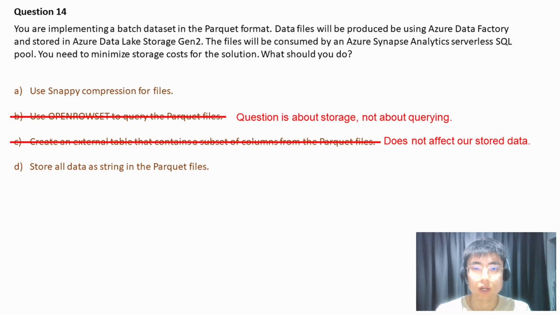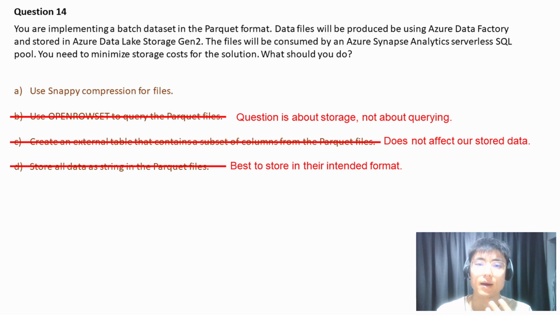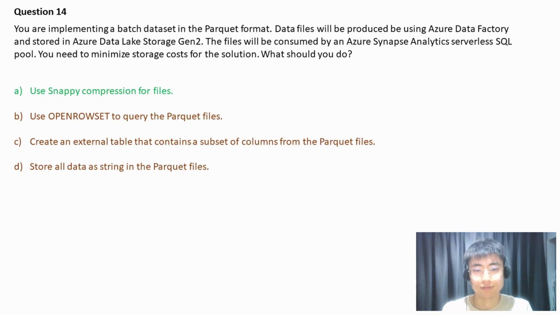And Azure recommends that Parquet files are stored with snappy compression, which happens to be the default compression as well. So the question is a little bit confusing, but Parquet files with snappy compression store data in a columnar format, are compressed, and are highly optimized with Spark. So the correct answer here is A. Use snappy compression for files.